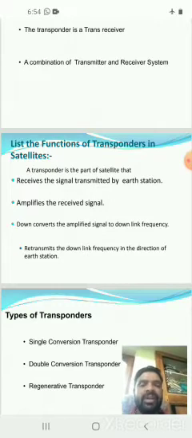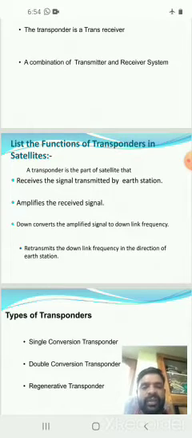So in a satellite communication system, mainly we use the satellite for communication purposes. So the transponder has the main role in the communication system. It receives the signals from the earth station, amplifies and processes them, down converts them, and retransmits them to the earth station. This way the transponder works.